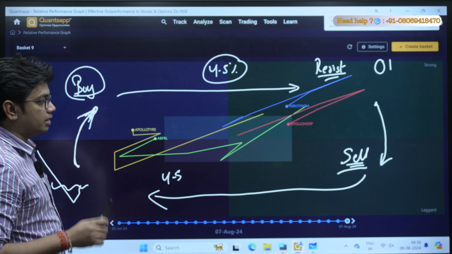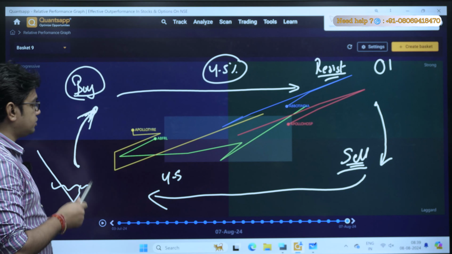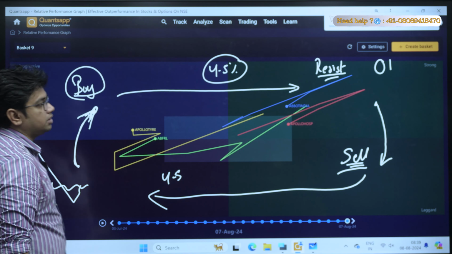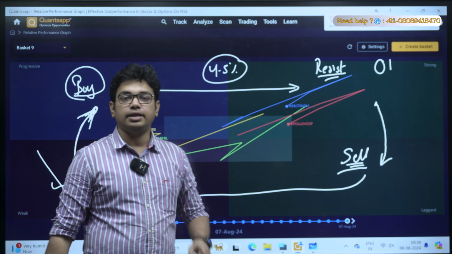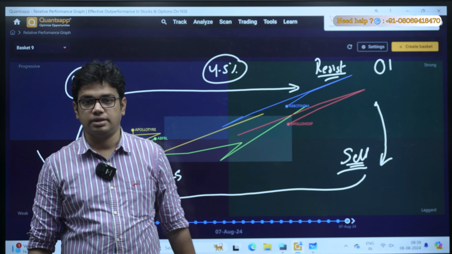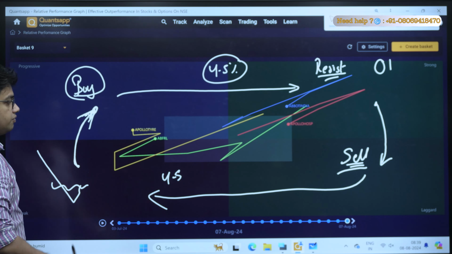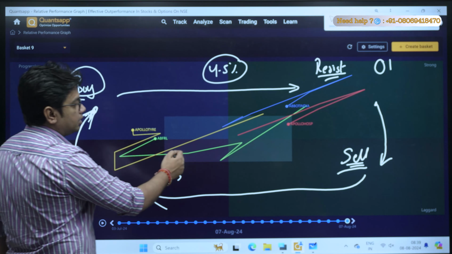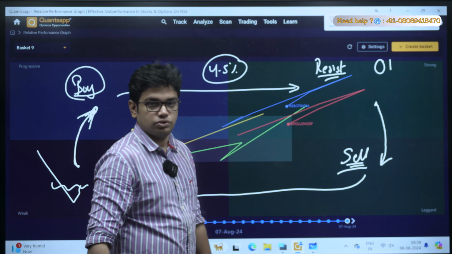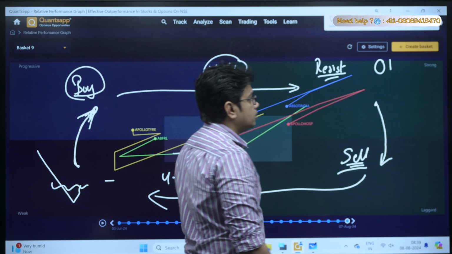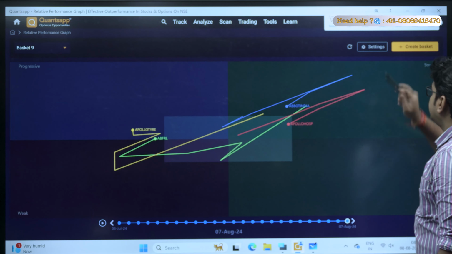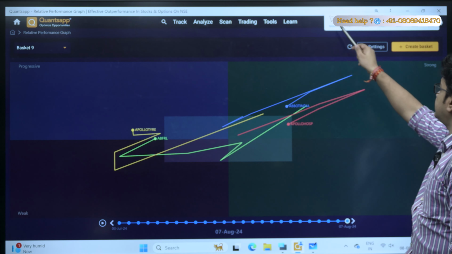One thing we need to understand is that only a stock entering from weak to progressive or strong to laggard is the only trade I will consider. I will not make any fresh trade in the weak zone, neutral zone or strong zone. So this is the trade setup.